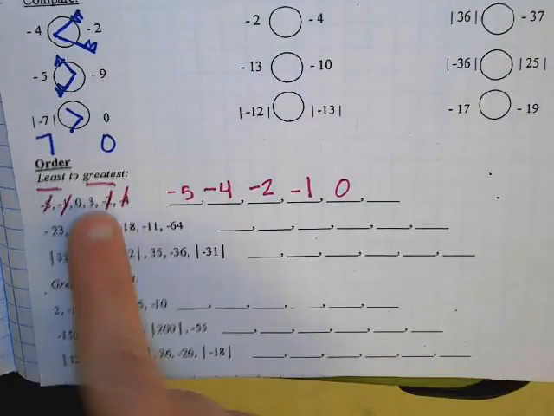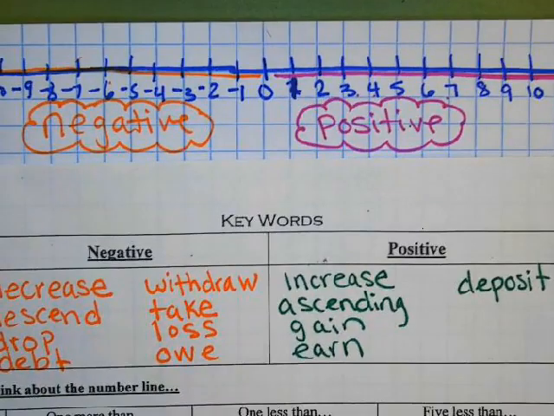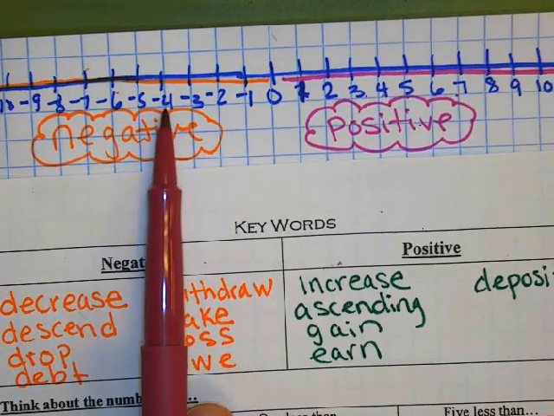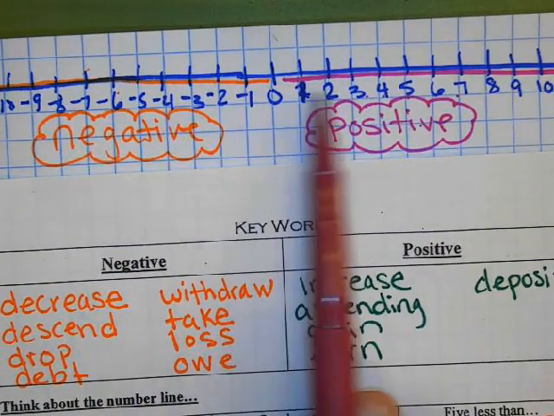0 and 3. And I can always scroll up to my number line and look, hey, is that the order it goes? -5, -4, -2, 0, and 3. We are good to go.